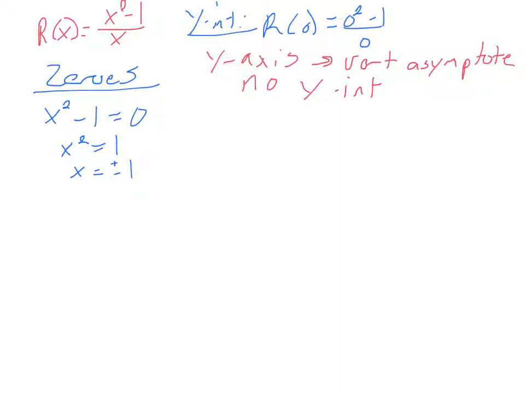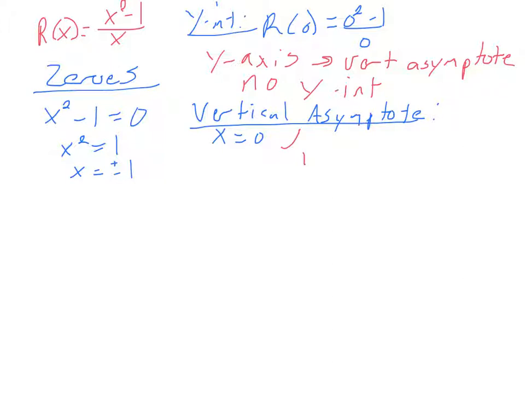Like I said, we sort of already found the vertical asymptote, which is just going to be the equation x equals 0. And the multiplicity is 1, so we know it's going to be one of these types of asymptotes where they go to opposite infinities.